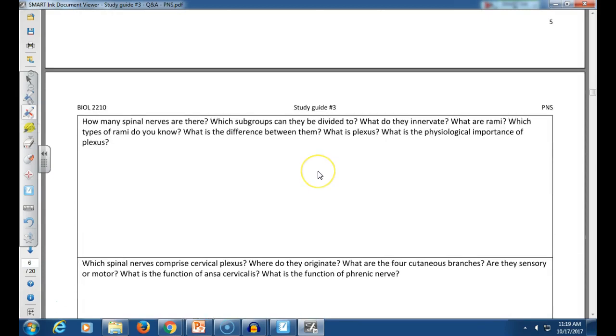Okay, how many spinal nerves? 31. Now, it's harder to memorize 31 than to memorize each set of nerves: 8 cervical, 12 thoracic, 5 lumbar, 5 sacral. That's it. Does that make sense? Good.